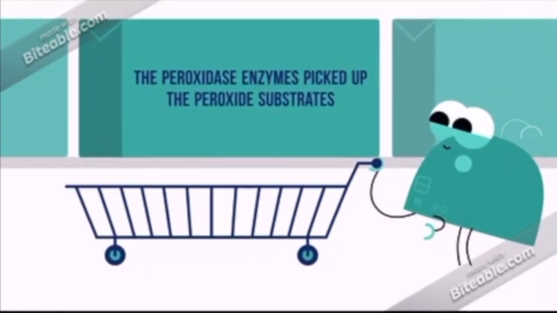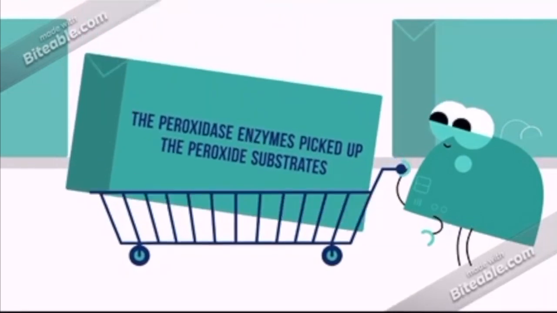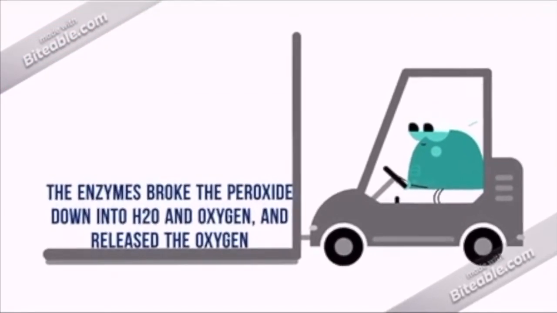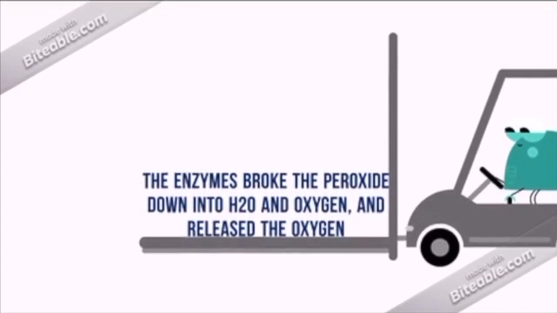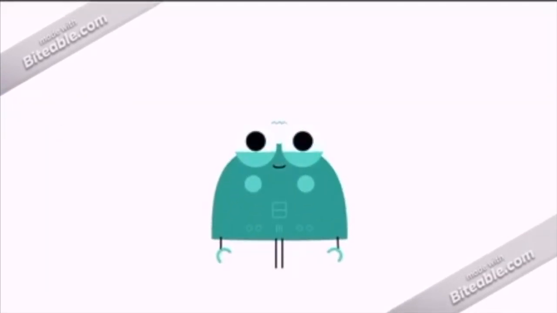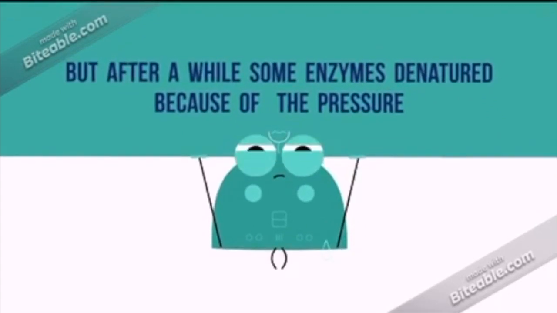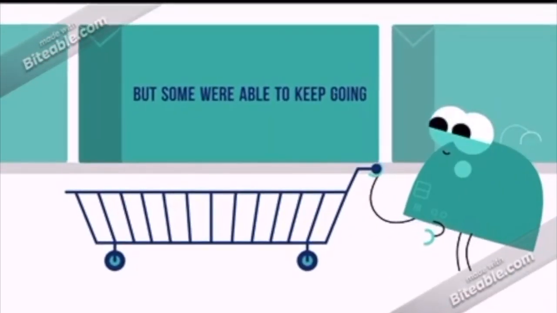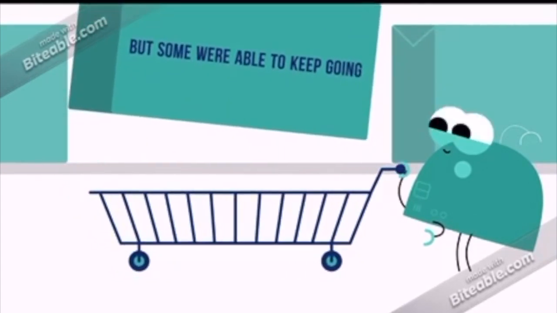In our second trial, we tested a 3% hydrogen peroxide concentration. The amount of oxygen grew rapidly at the beginning of this experiment. Overall, this concentration released 30 milliliters of oxygen, but during the experiment, the enzymes were getting more and more denatured, resulting in less oxygen being produced, but some were able to keep going.